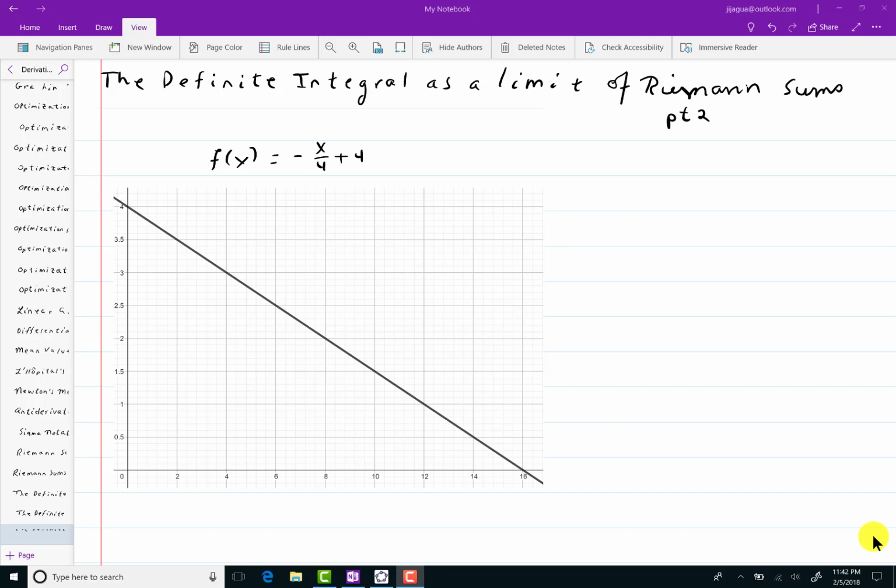Alright, I'm going to do the full limit process on these integrals now. Instead of just having an approximation, I'm going to do the whole limit and actually compute the integral. So, what I'm going to say is compute the integral from 0 to 16 of f of x dx using right-hand endpoints.